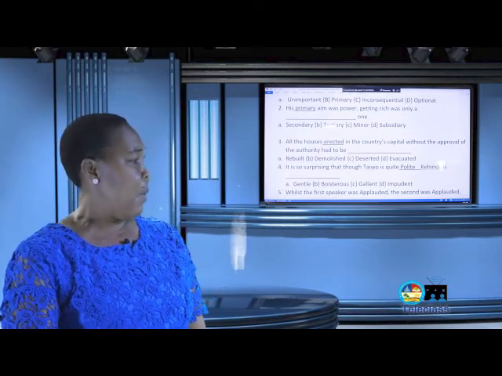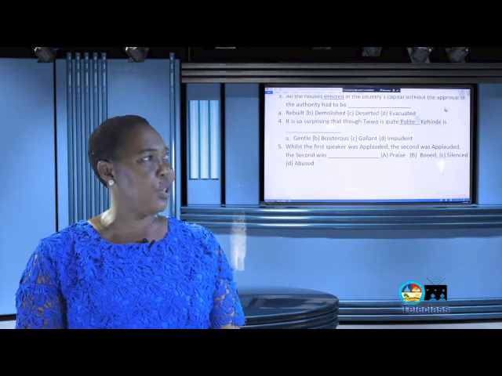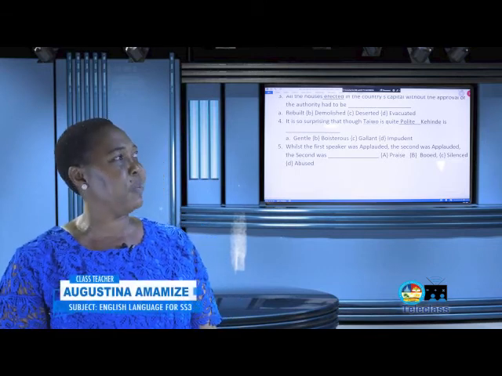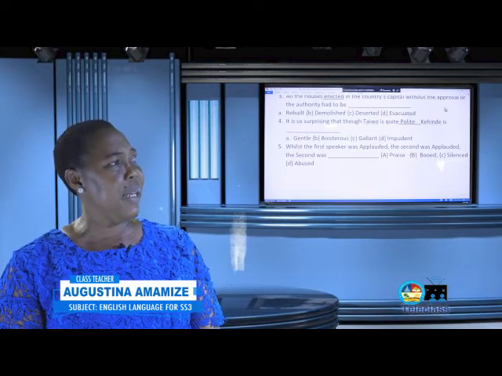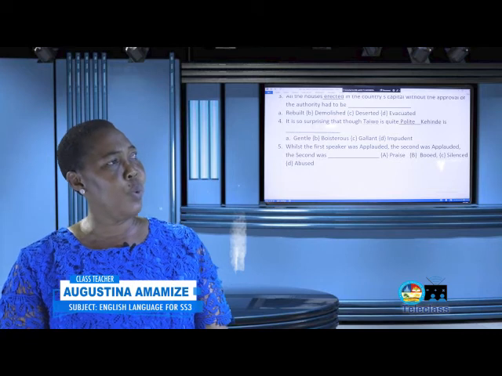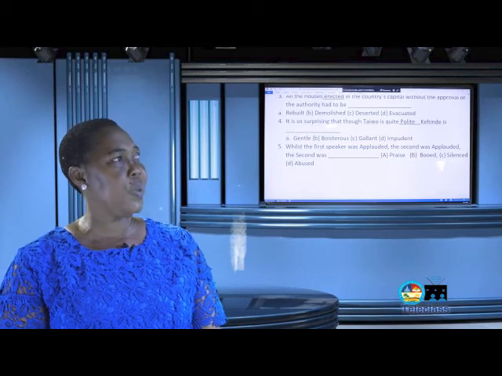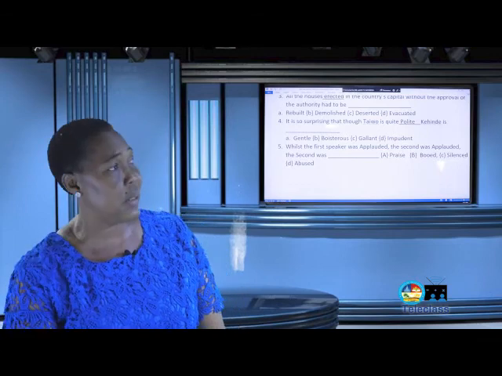Then we go over to number 5. Whilst the first speaker was applauded, the second was dash. So applauded is underlined. The first option there is praise. B, booed. C, silenced. D, abused. Applaud means when you are clapped for. Maybe you have done something outstanding. So the opposite is booed, when you are mocked.